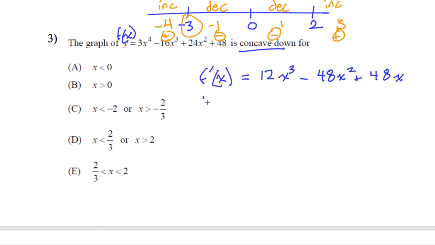And I don't care about that one. I care about f double prime of x. I should have color coded this, but I'm going too fast. So 3 times 12 is, I don't know what I'm writing there, 36x squared minus 96x plus 48. That's the one we care about. We need to figure out where this thing is negative.